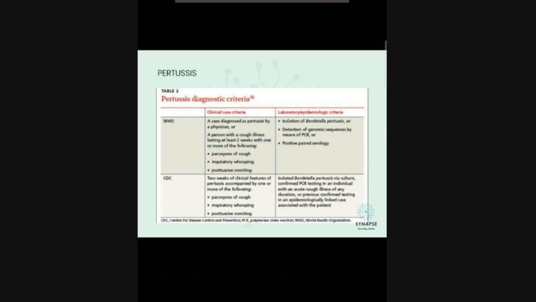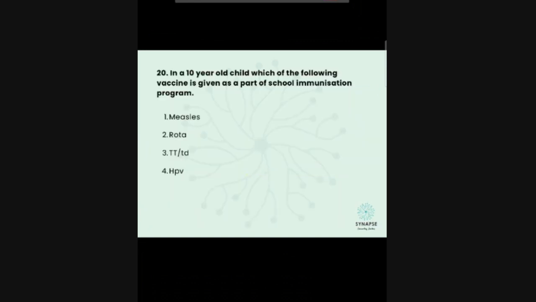This is applicable for older children as well as adults. Whereas in the newborn age group, it is just paroxysms of cough followed by apnea or just a plain apneic spell. This is how pertussis presents. This is a straightforward question.